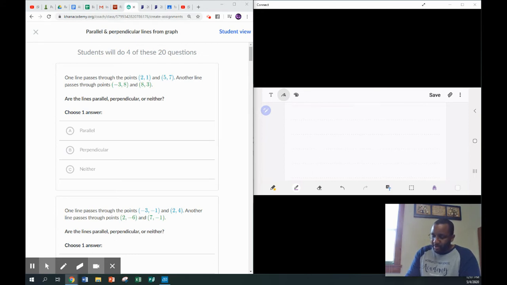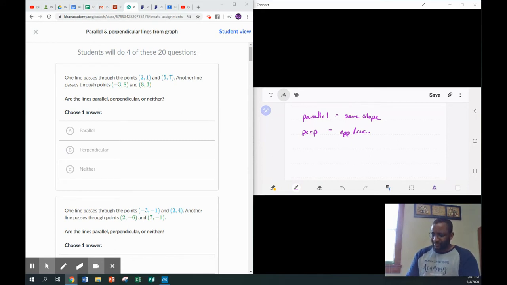And remember, parallel lines would have the same slope. And then perpendicular lines would have opposite reciprocal slopes. And some of you might be like, wait, didn't we already do all this? Yeah, you sure did. We're doing it again because we're only focusing on the power standards right now. So if you're able to breeze through this, good for you.